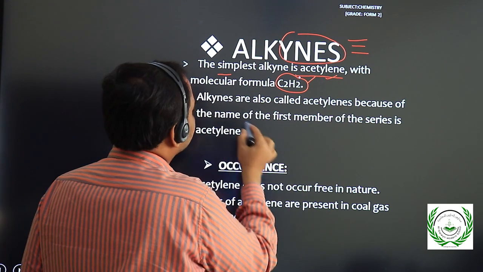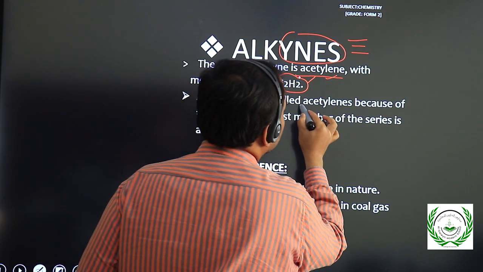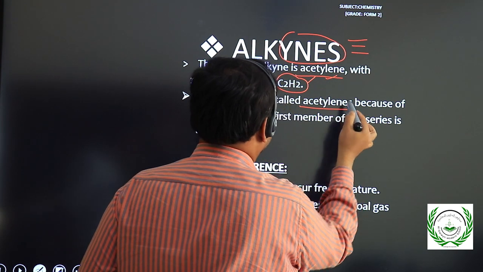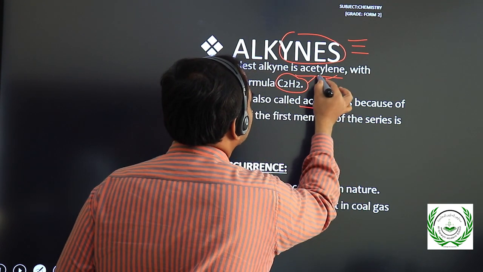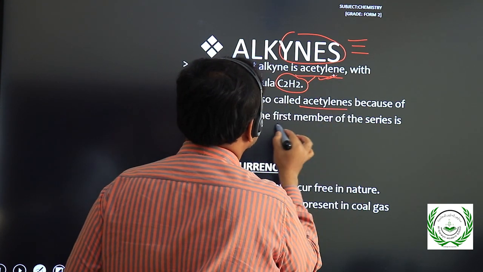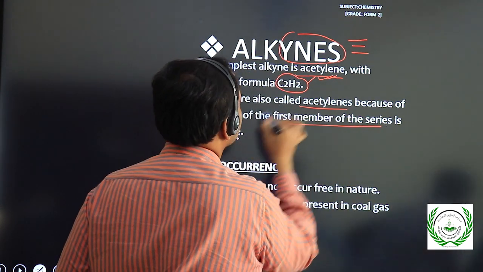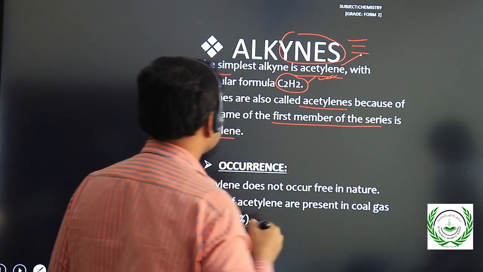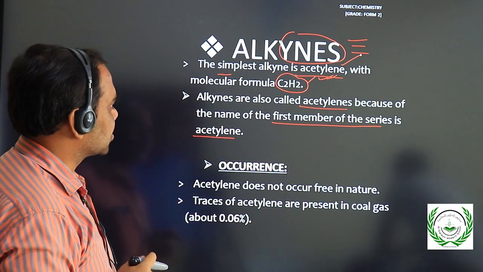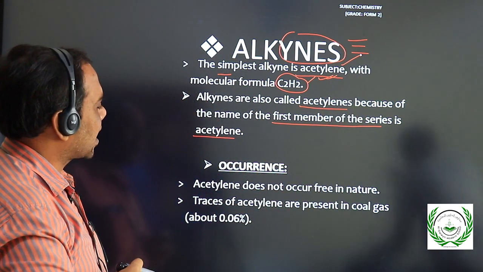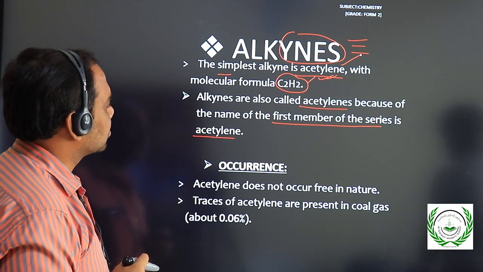Now let's see, alkynes are also called acetylenes. Why? Because the first member of the alkyne series is acetylene, so they are acetylenes. Alkynes are acetylenes. So alkynes have a triple bond.